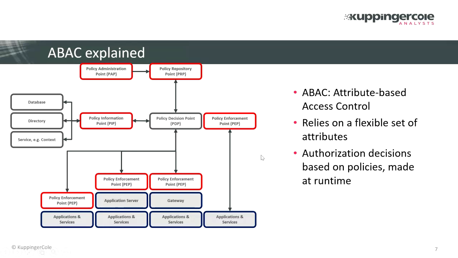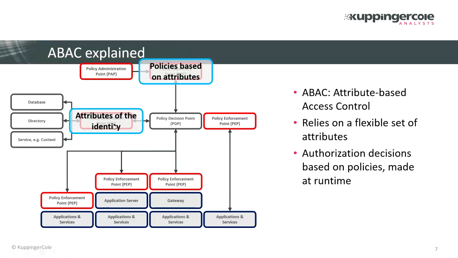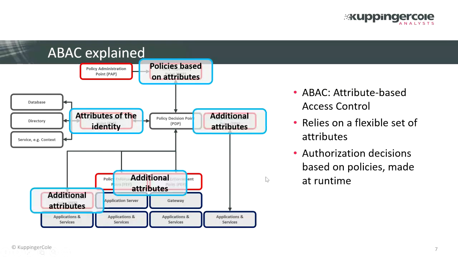So this is basically the model, and what we have then are policies which are based on attributes. We receive these attributes of the identity from various systems potentially, and we might receive additional attributes which are provided by the application at runtime, so that we can make a decision based on attributes and the policy, which for instance says when Martin Kuppinger is a member of the group finance or the finance department, to take the OU, then he's allowed to use the printer in the finance department.